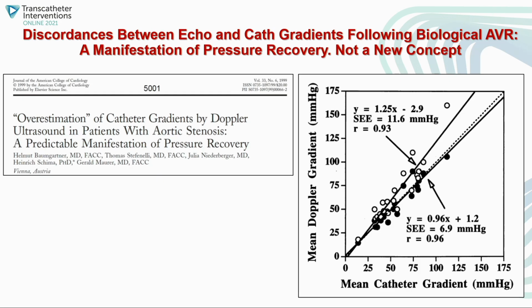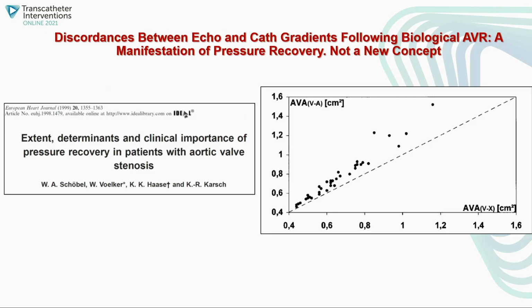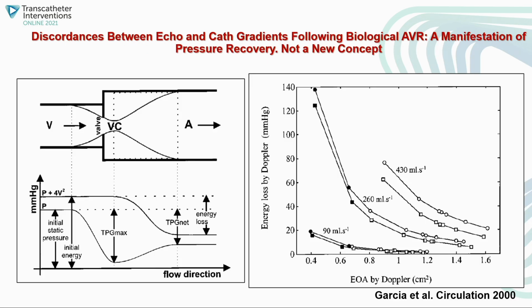Cath measuring systematically lower gradients than echo. This is for native AS. Again, here for native AS. And then another study from 2000 from our group, where we simulated native AS in an in vitro pulse duplicator, and also we put prosthetic valves and bioprosthetic valves, and these are the squares that you see here, and we have the same phenomenon.